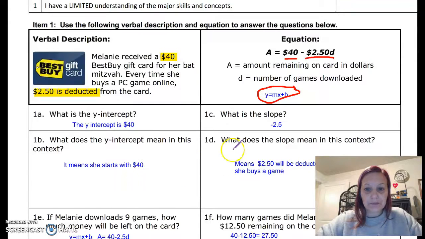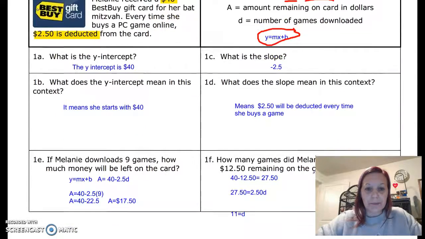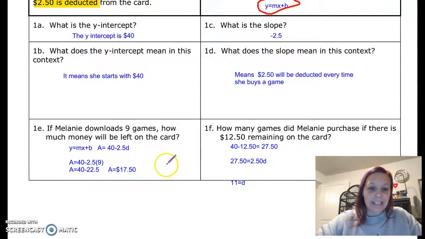Same thing here. We look back at the problem, figure out what it's asking. What does the slope mean in this context? So in this problem, slope is negative 2.5, or in context it's $2.50. So it means that $2.50 will be deducted every time she buys a game. That's slope in the real world. If Melanie downloads 9 games, how much money will be left on the card?